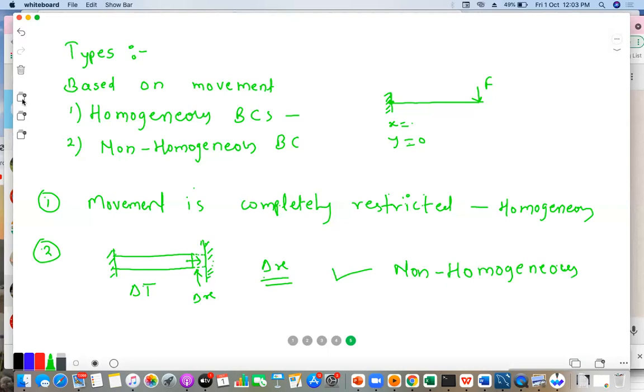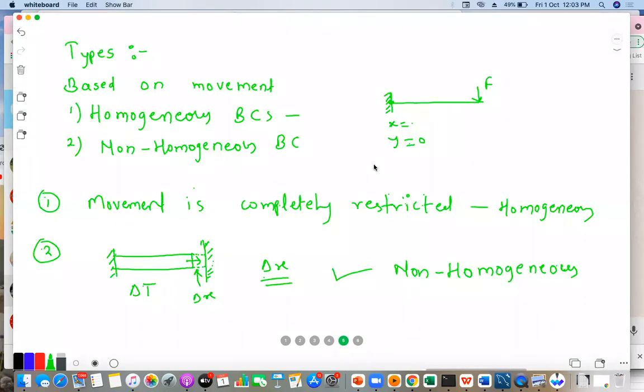Sir, actually, I have one query. What about that BCS movement, sir? Homogeneous BCS. What is the full form of BCS? BC is boundary condition. BC is the short form of boundary condition. Okay, sir, understood.